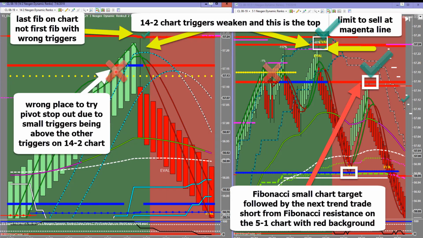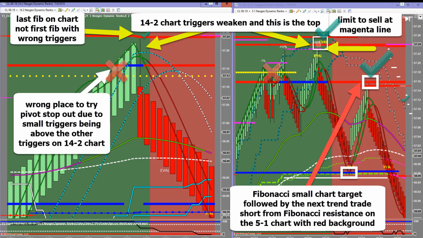Look at the red X over here on the left. You get to Fibonacci resistance, but the triggers say we'll go higher. The market actually does go higher and gets to the next resistance. When you reach the next resistance, the small triggers are inside of the other triggers, which means you can now use the divergence at the resistance, place a limit order at the magenta line, and go short and make a bunch of money.